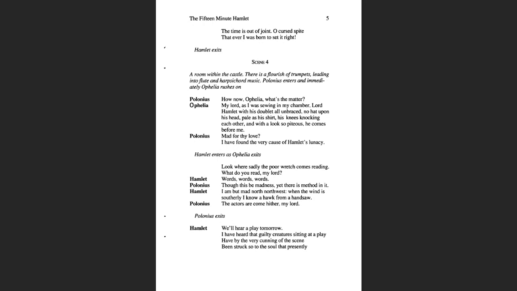Hamlet enters as Ophelia exits. Look where sadly the poor wretch comes reading. What do you read, my lord? Words, words, words. Though this be madness, yet there is method in it. I am but mad north-northwest. When the wind is southerly, I know a hawk from a handsaw. The actors are come hither, my lord.